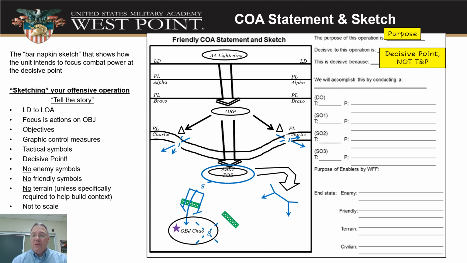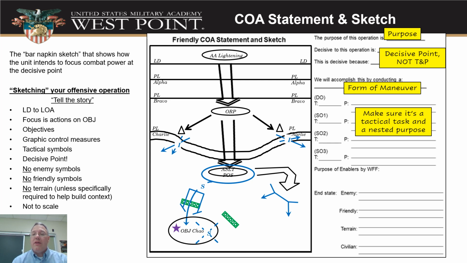We will accomplish this by using, you have to put in a form of maneuver: envelopment, penetration, flank attack, things like that. And then we go through and we list off the task and purpose for each of our elements, the decisive operation and all of our supporting operations. Make sure that you use a tactical task. Task, attack is not a task. We need to say something like, attack to seize. So we're going to seize, we're going to destroy, we're going to clear, we're going to breach. Those are tactical tasks.